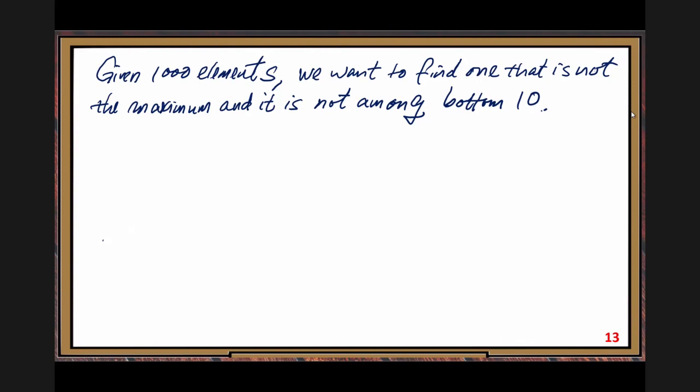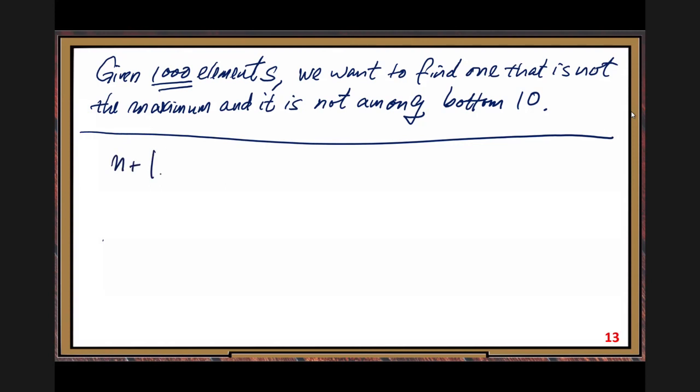Can you use the previous result to solve it? Although here there are 1,000 elements, that number is large, right? But when we apply the formula, n plus ceiling of log base 2 of n minus 2, here our n equals 12.